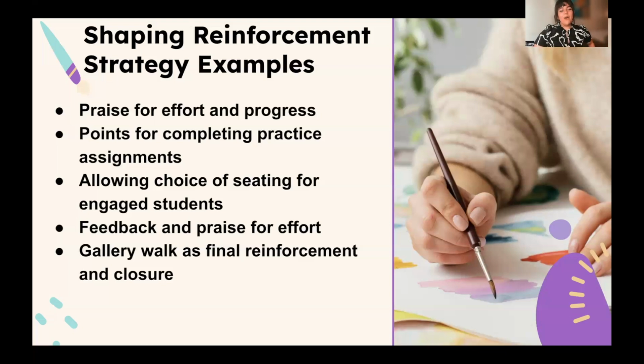And then the gallery walk as the final reinforcement and closure for the assignment, where students can share their art with one another, walk around the room, and talk about how they did with their friends.